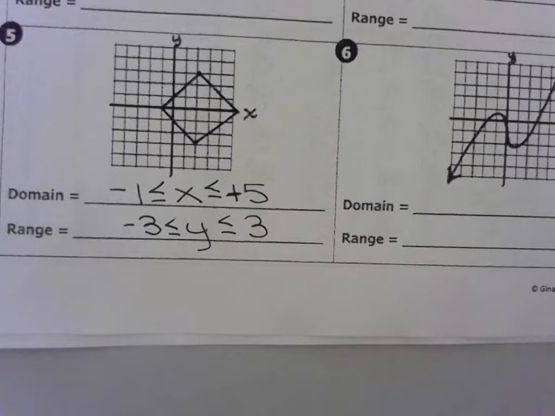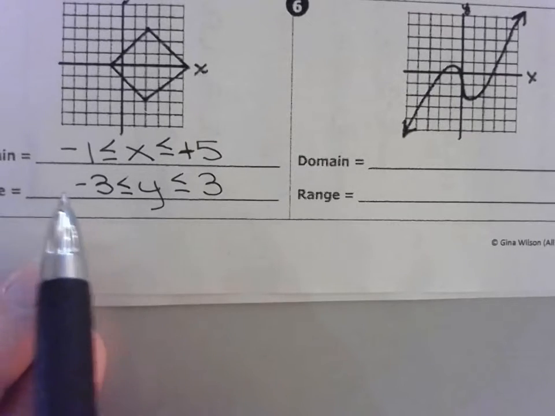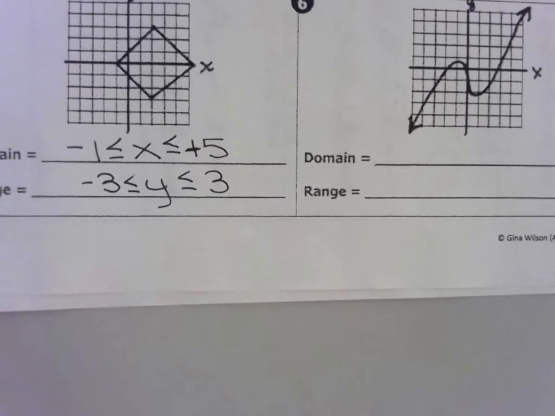So are your arrows always going to be this direction? Yeah, your arrows will always be this direction because they'll be greater than the lowest number and less than the highest number.